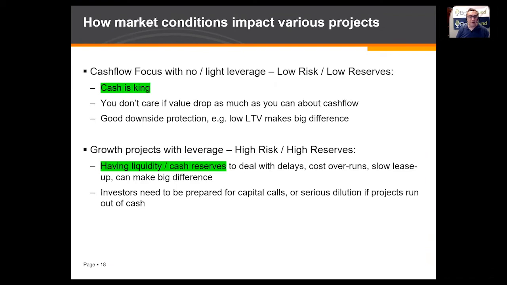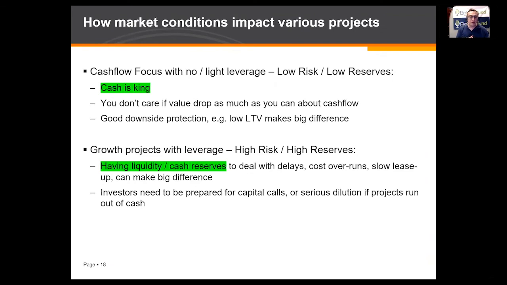Growth projects with leverage generally have high risk and require high reserves. Having good liquidity and good cash reserves on these projects as part of the underwriting is paramount. Why? Because there could be delays with construction, cost overruns, slow lease up, and having cash to manage through these difficult times will make a big difference.